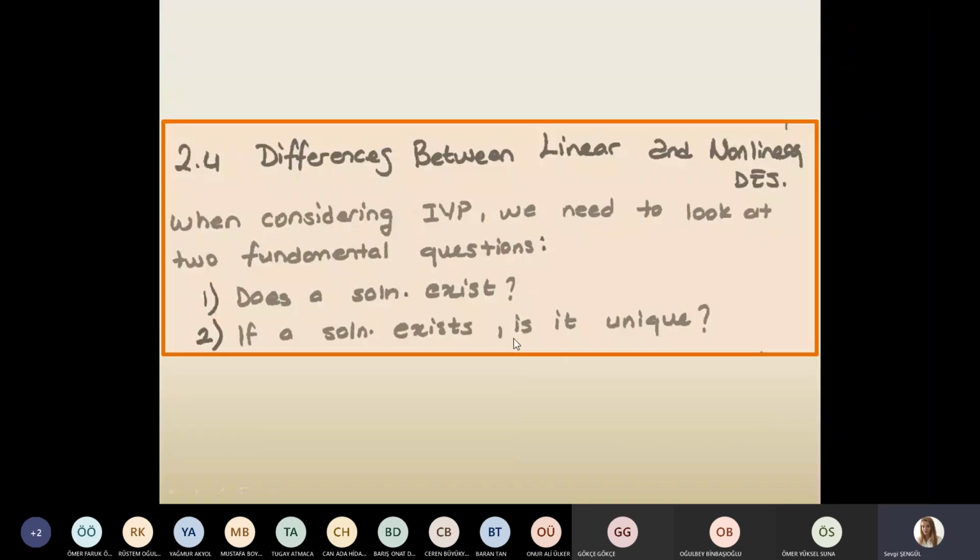Okay, what did we do so far? We talked about differential equations. We talked about different modeling examples, right? And also, we talked about how we can solve if we have separable equations and if we have linear first order differential equations. And in this section, we will talk about how we can make sure if the solution exists and if the solution exists, if it is unique or not, okay?